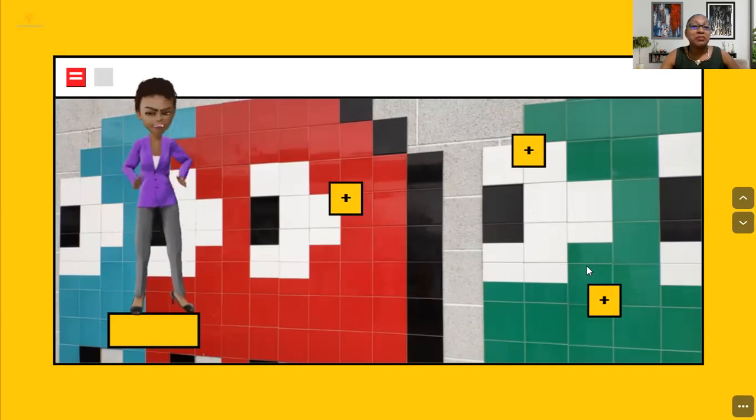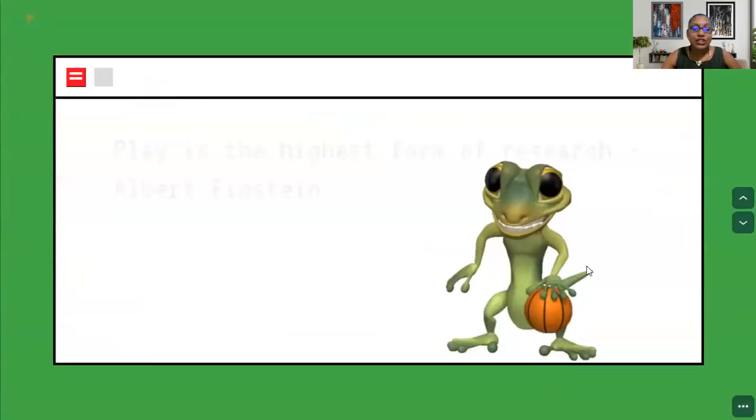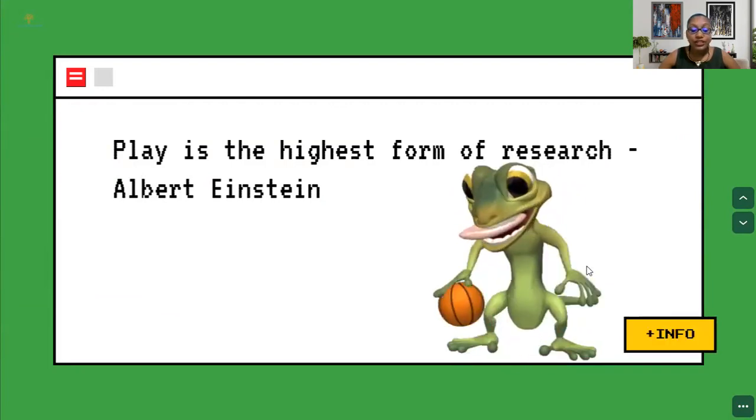But let's talk about the benefits of games in the classroom. Research actually shows that games are extremely beneficial. And we're not going to get into all of the research here, but Albert Einstein actually quoted that play is the highest form of research.